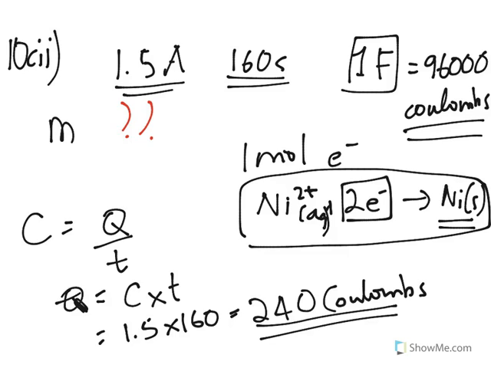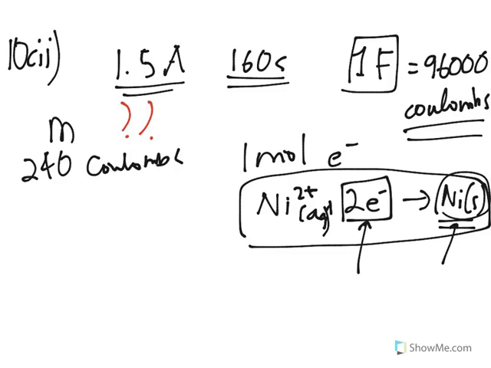Yeah? So now we want to know how many Faradays we've used. So we want to know the number of moles of electrons we've used. Because remember, we want the number of moles of this to find the number of moles of this to find the mass of this. So we have 240 coulombs. Now we need to convert it into moles of electrons. And that is basically the Faraday. That's where the Faraday comes in. So we know that 1 Faraday is to 96,000 coulombs.